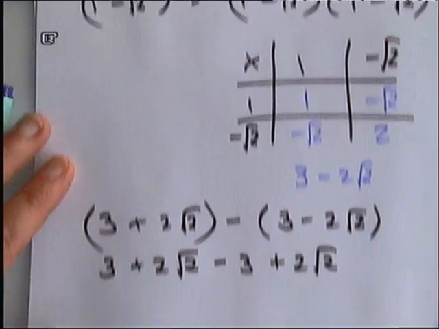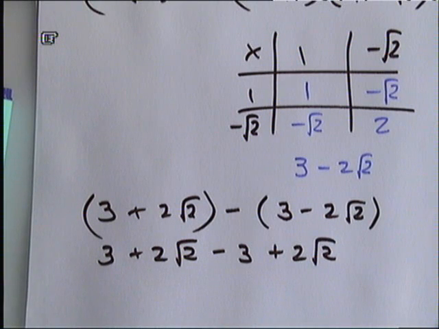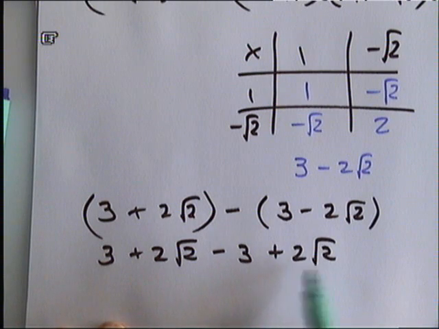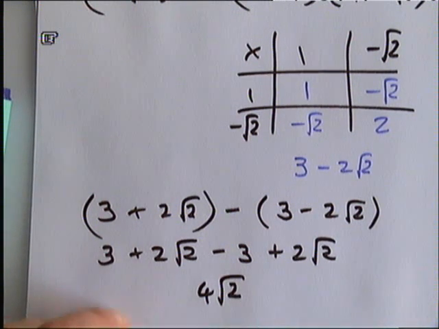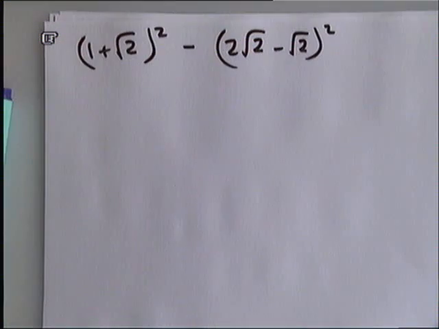So if I look at what I've got here, I've got a 3 minus 3. Well, that will give you nothing. They cancel out. And I've got 2 root 2 plus another 2 root 2. The 2 root 2's plus another 2 root 2's give you altogether 4 root 2. And that's the final answer for that question.